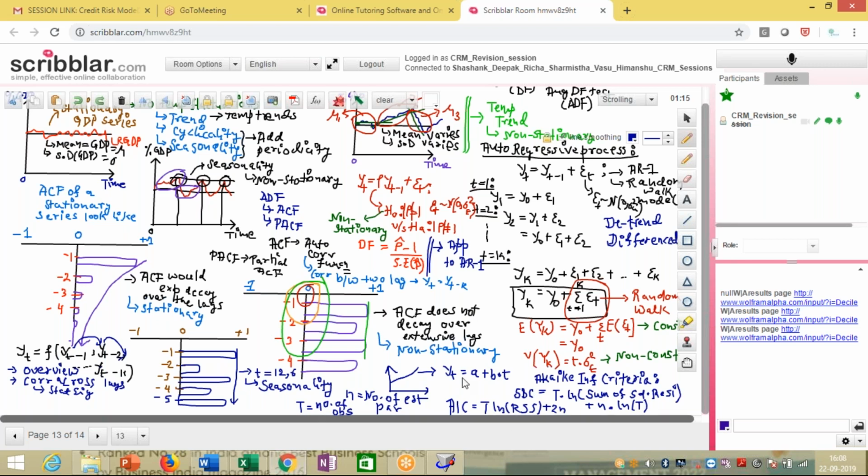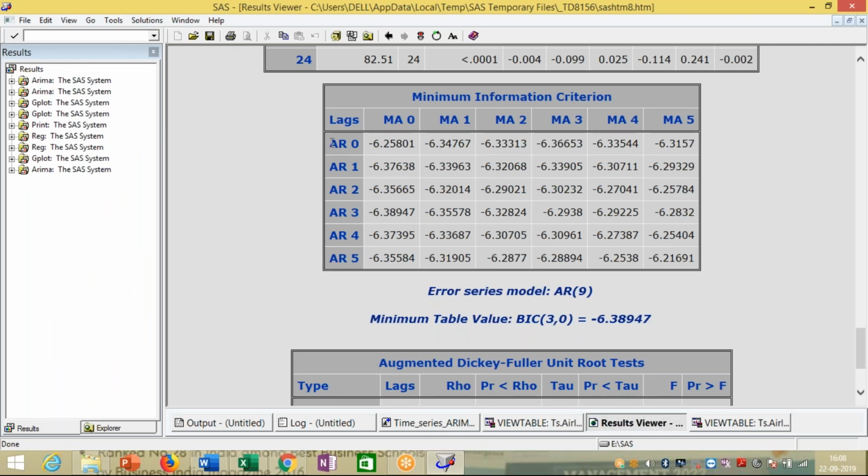Right? So how do we use this? So how do you interpret that table? Let's say I develop a model with AR0, so AR1 and MA0. If I develop an AR1 model, then the information criteria will give me the figure minus 6.37, right? Now, what I want is to have this value as low as possible.